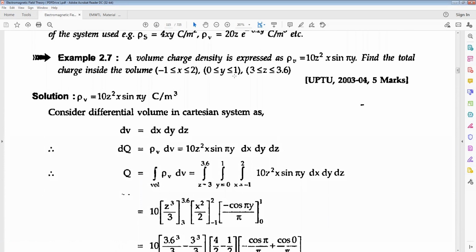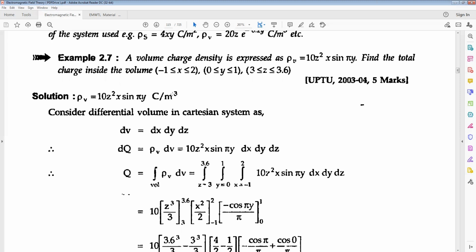See, a volume charge density is given. In the previous example, they gave the line charge density. Now we are given rho v as 10z square x sine pi y. Find the total charge inside the volume. The variable x varies from -1 to 2, y is from 0 to 1, and z is from 3 to 3.6. And rho v is given as 10z square x sine pi y coulomb per meter cube.